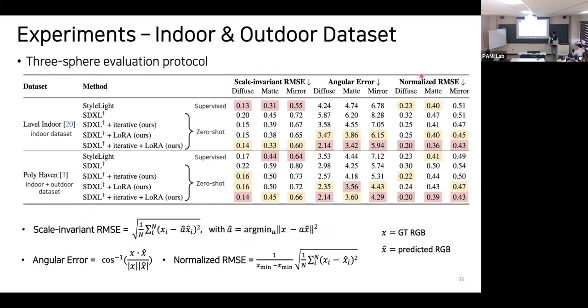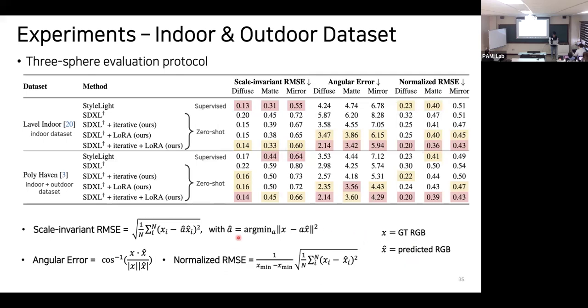And when we see the quantitative results on the indoor and outdoor datasets, please note that the prior method is trained in a supervised manner, but DiffusionLight is trained in a zero-shot manner. Even though it is trained in a zero-shot manner, it outperforms in these two metrics like this. And these metrics measure the pixel-wise error between GT and predicted RGB.